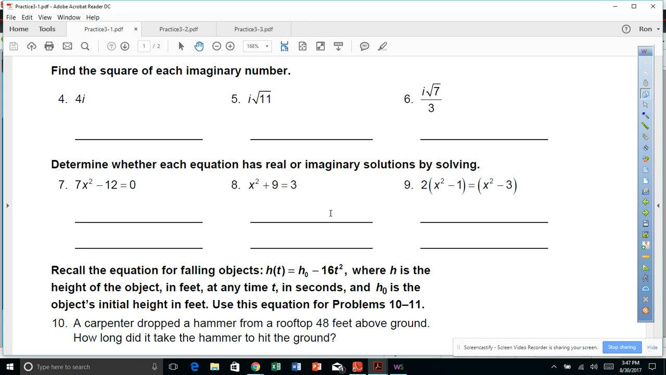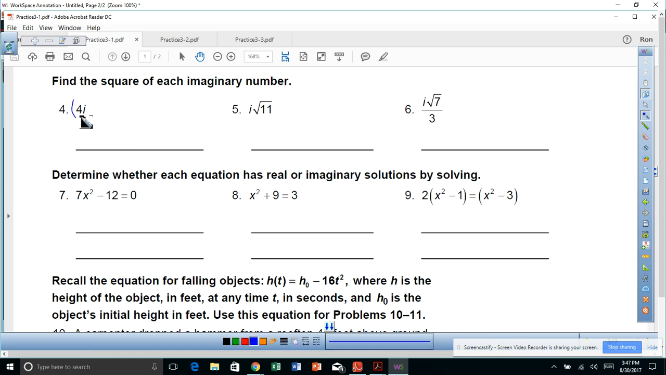Find the square of each imaginary number. So what do we need to do first? Well, we've got to square both sides. So we've got to square the 4i, and that's going to give us 4 squared times i squared. 4 squared is 16, and i squared is negative 1. So our answer is negative 16.